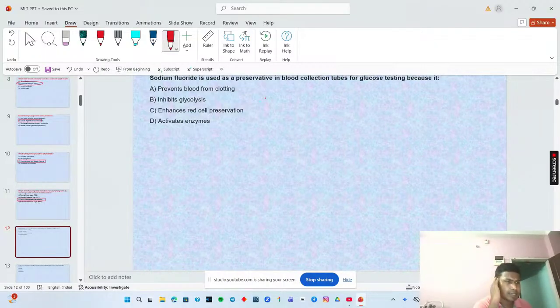So we can say that as sodium fluoride helps in inhibiting glycolysis, we have to use the tube of sodium fluoride.